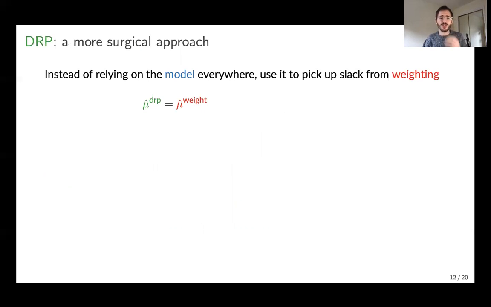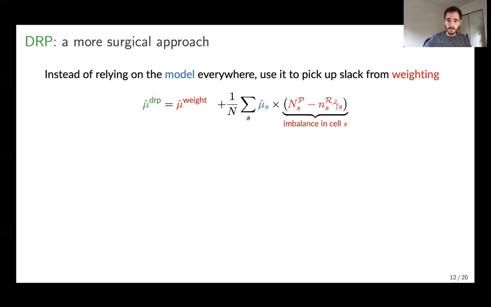So we'll start with our weighting estimator, and then within each cell, we'll look at how different the weighted distribution is from the target distribution, and we'll adjust that by what the outcome model predicts the outcome should be in that cell. And this amounts to a bias correction. On the other end, we can start with our MRP estimate, and we can look within each cell at how different the MRP estimate is from the average from the responders and weight that accordingly to our weights.